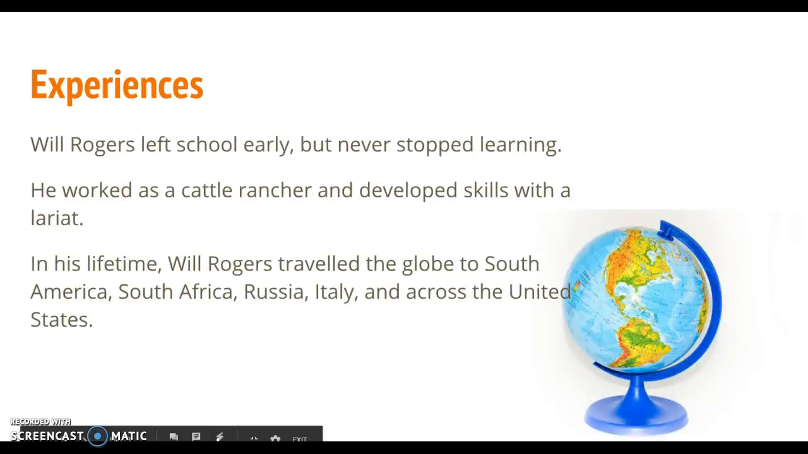Will Rogers left school early but never stopped learning. He worked as a cattle rancher and developed skills with a lariat. Do you guys remember what a lariat is? It's that rope that's used as a tool with cattle. In his lifetime, Will Rogers traveled the globe to South America, South Africa, Russia, Italy, and across the United States.